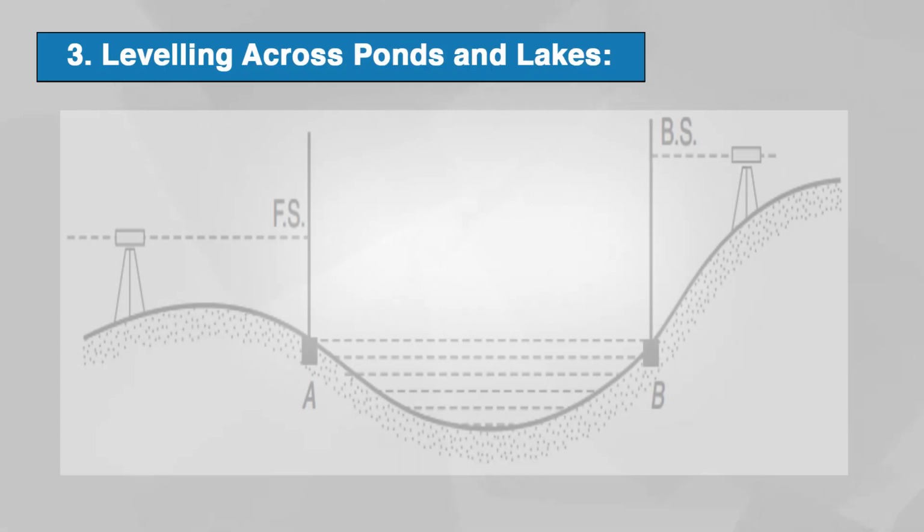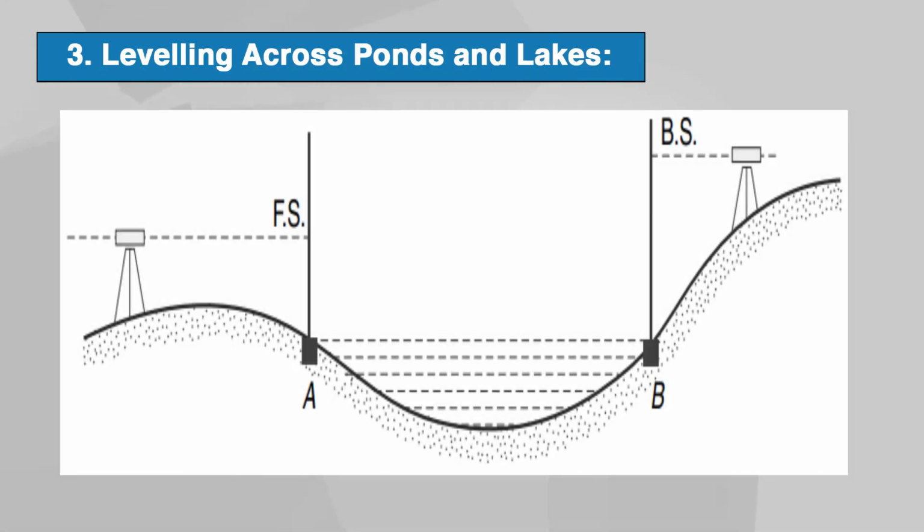The next difficulty is taking observations above the line of sight. To observe a point above the line of sight, we have to hold the level staff inverted and take the reading. This process has been discussed in the previous slides.